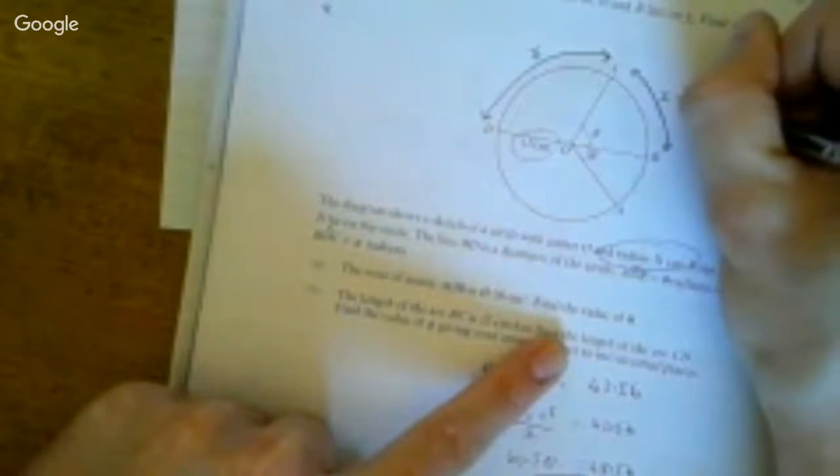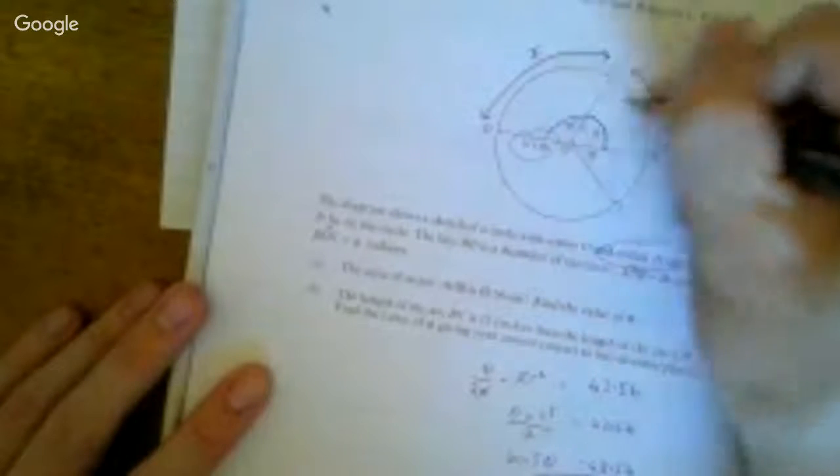Now this bit here, it says the length of the arc BC, so this length here, is 13 centimeters less than the length of the arc CD. So this thing here from D to C. Now, I don't know what this is, so I'm going to call it X. I don't know what this is. I know that it's 13 centimeters less than this one, so I'm going to call it X minus 13. This is a semicircle, so I can work out how many X's, because that would be 180 degrees, but we're working in pi, okay? So pi is equal to 180 degrees.